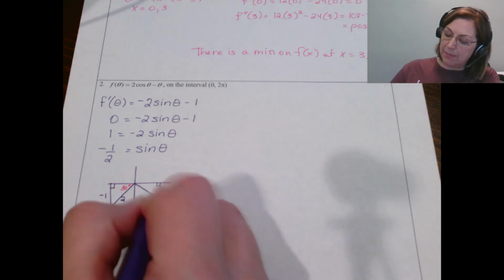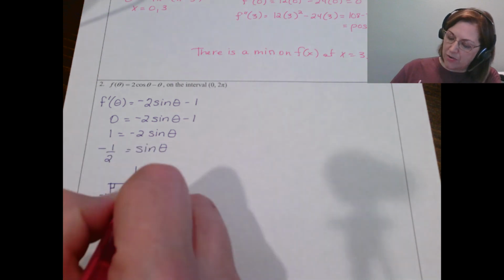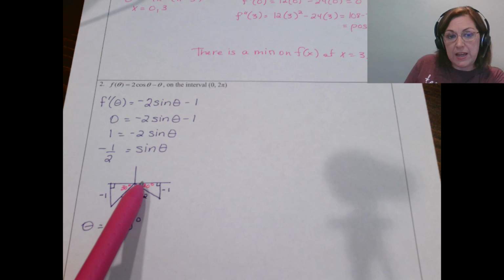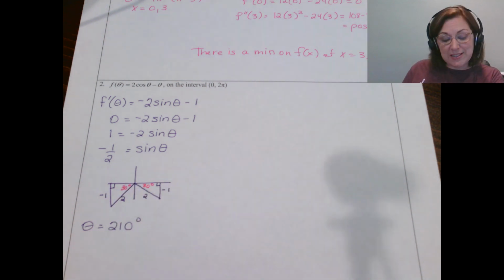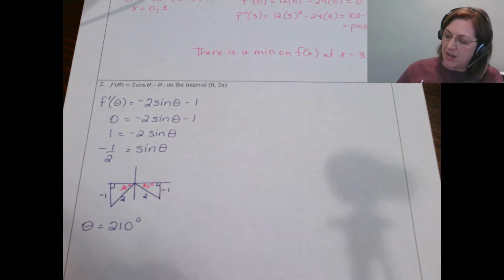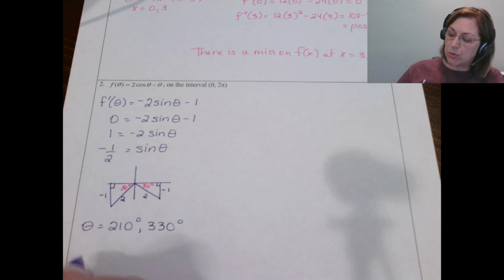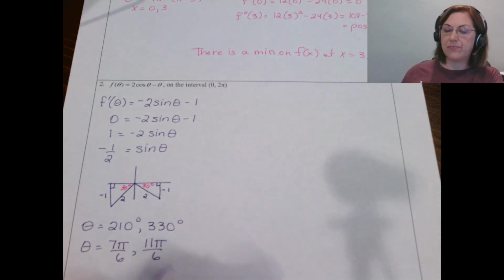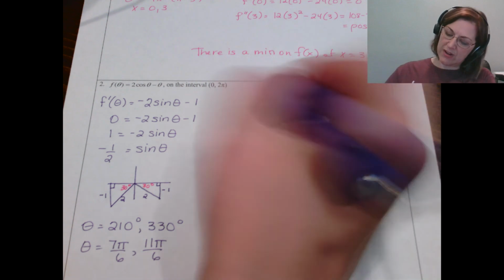I also know that it's negative in quadrant 4. And again, I label my sine, and I get 30 degrees again. But this time, I have to go all the way around. So that's where I do 360 minus 30, and I get 330. Or their radian measures, which would be 7 pi over 6 and 11 pi over 6. Okay, now let's test them with the second derivative.